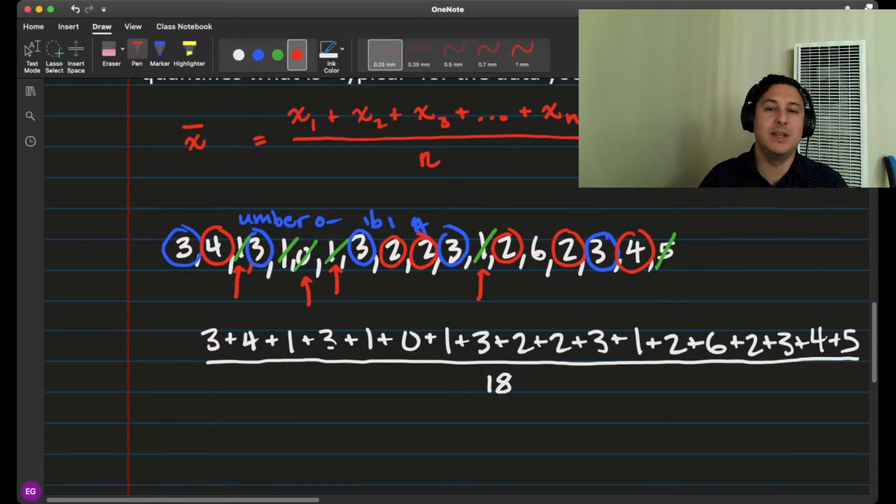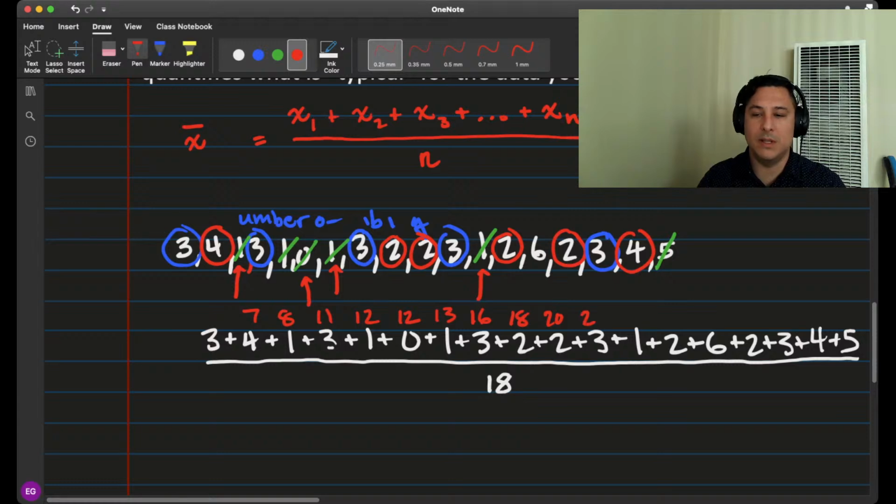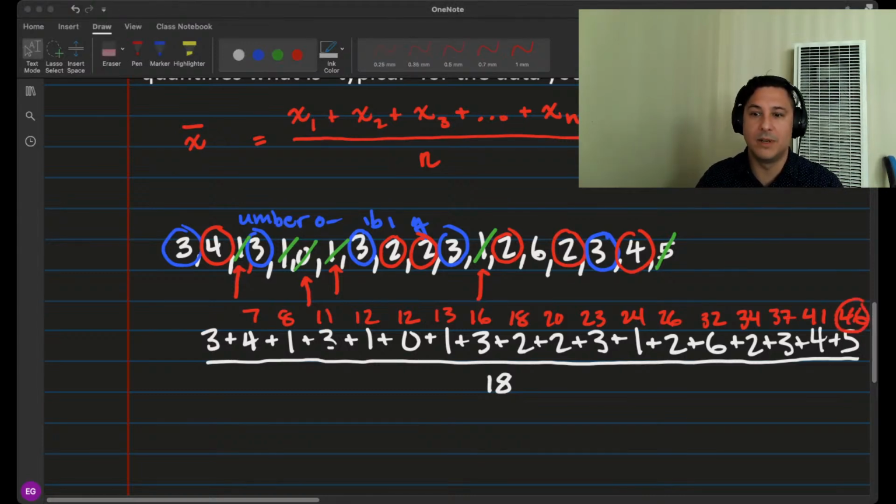Okay, I'm going to start just doing the math in my head. 3 plus 4 is 7, plus 1 is 8, 8 plus 3 is 11, 11 plus 1 is 12, 12 plus 0 is 12, 12 plus 1 is 13, 13 plus 3 is 16, 16 plus 2 is 18, 18 plus 2 is 20, 20 plus 3 is 23, 23 plus 1 is 24, 24 plus 2 is 26, 26 plus 6 is 32, 32 plus 2 is 34, 34 plus 3 is 37, 37 plus 4 is 41, 41 plus 5 is 46. So that number on top ends up being 46.